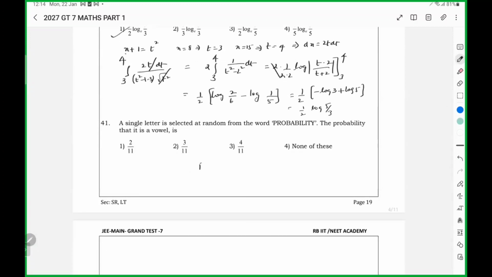Here, single letter: P R O V A P I L I T. 3, 5, 7 plus 4. There are 11 letters. Vowels are O, A, I, I. Simple, that is 4 by 11. The only thing here is, since I appears 2 times, we have to take it once. We are discussing a single letter, so we have to proceed in this way only.